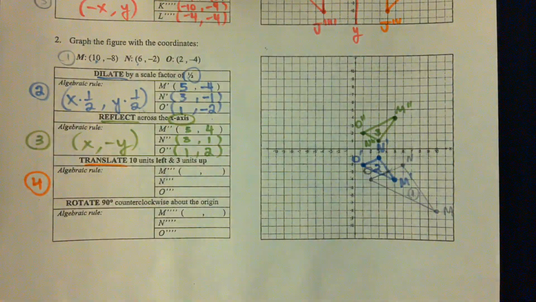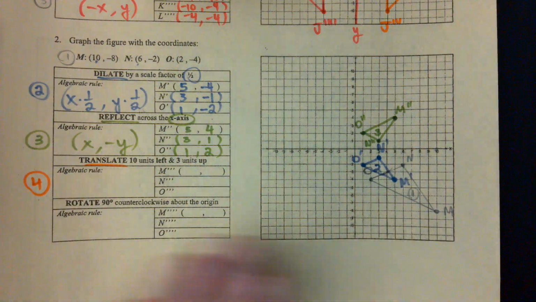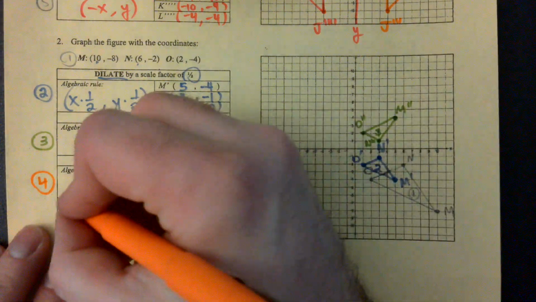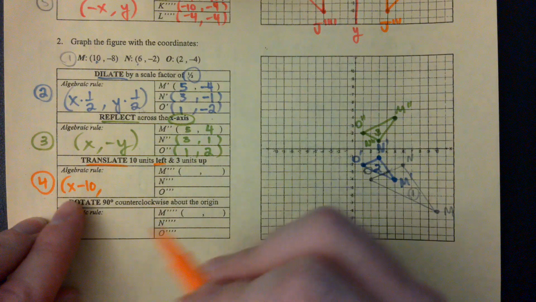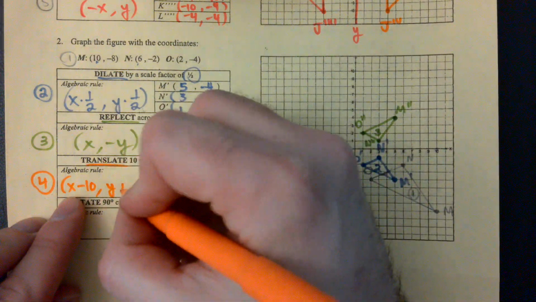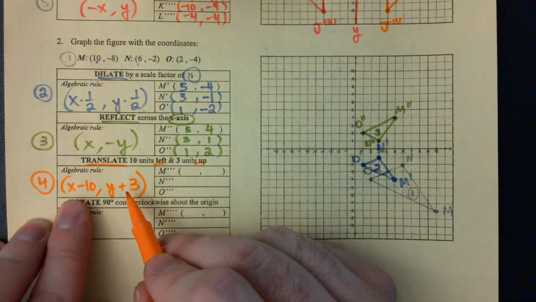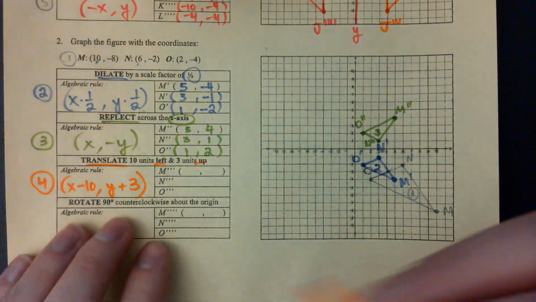Now let's move on to the translation. Again, a translation is just a slide. So we're not going to turn it. We're not going to flip it. We're just going to slide it. All right? We're going to go 10 units to the left. That'll give us x minus 10 for the rule because the left is negative. And 3 units up, that'll give us y plus 3. Again, when we're going up, that's going to be positive. We had the reverse for both of these up top on number 1.